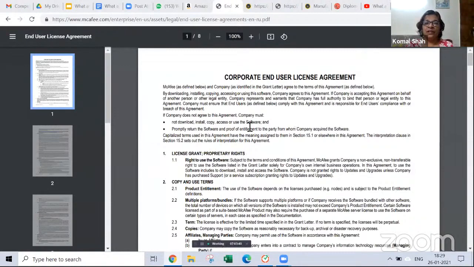Okay. So everywhere they have put a license that is granted. Okay, so it is not something where they are giving you their software, but they are giving you a license to use that software. Okay, so if you look at, this is what it is. A right to use the software, that's what they are giving you. So McAfee on one side and company as identified in the grant letter on the other side. So McAfee is the licensor and the company which is entering into this agreement is the licensee. But basically what is being given is a right to use the software.